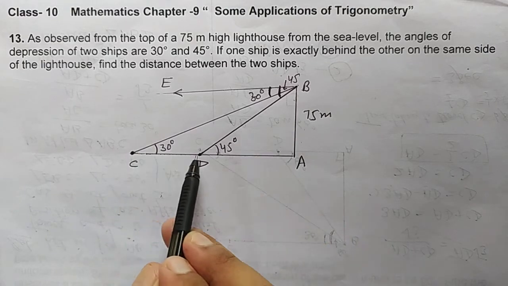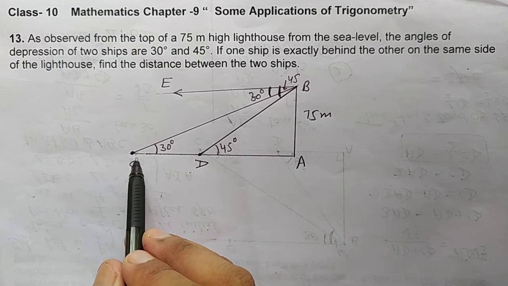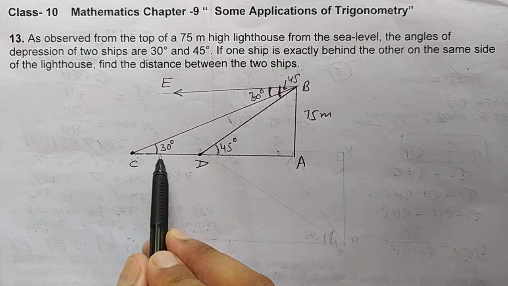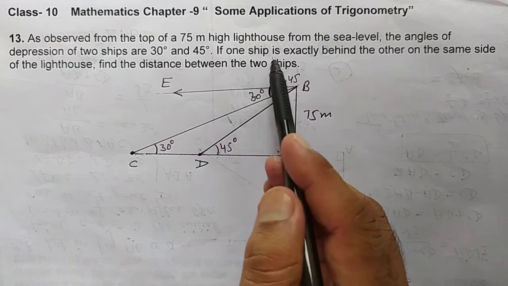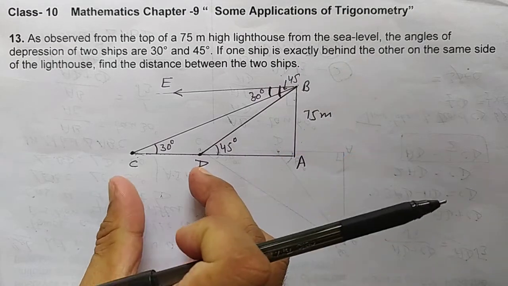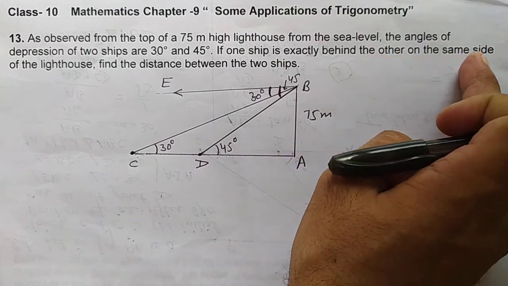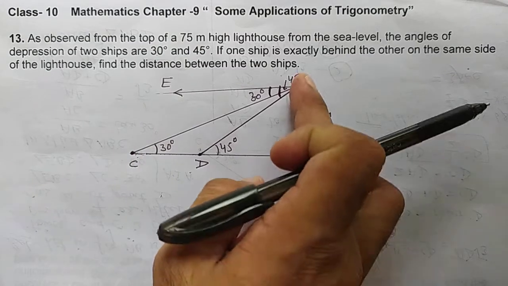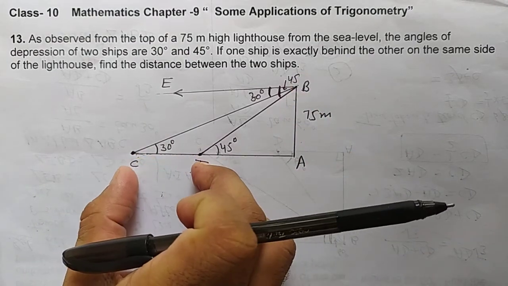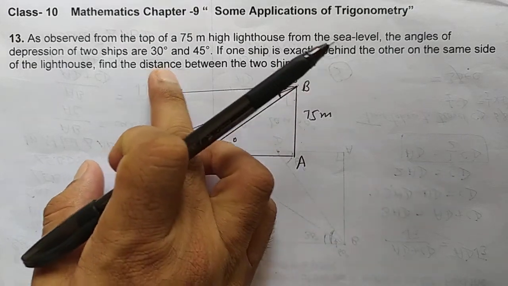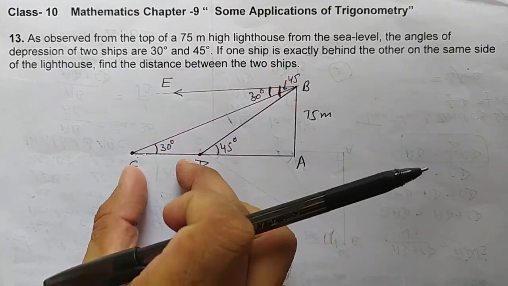So this is the distance. CD is the distance between these two ships. We need to find out this CD distance. And something more, it is given that one ship is exactly behind the other. So both are on the same side of the lighthouse. So this is the lighthouse and both ships are on the same side only. One ship is exactly behind the other also. We need to find out the distance between the two ships. So CD we need to find out.